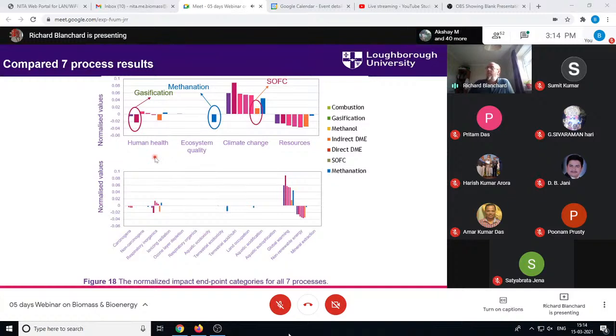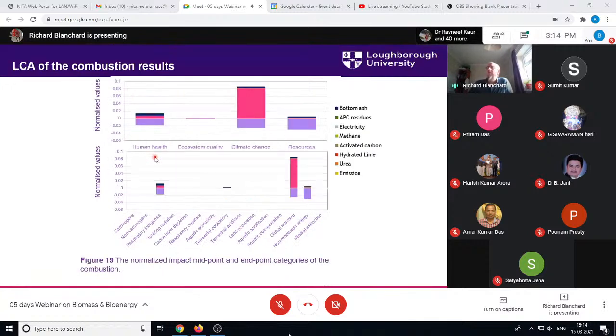And when it comes to resources, there's not a lot of difference between many of them, but overall, the direct dimethyl ether process, in terms of non-renewable resources, has some great benefit. So from a resource point of view, you can see that. So you can see that there's no absolute winner to these processes, but if we look at a little bit more detail, we can see overall where the impacts are going to be.